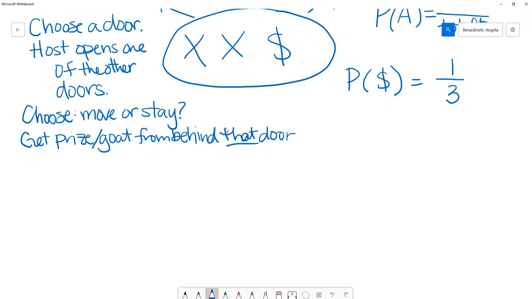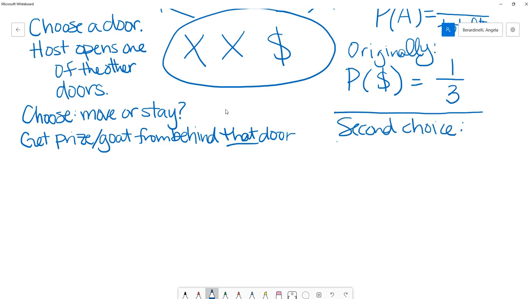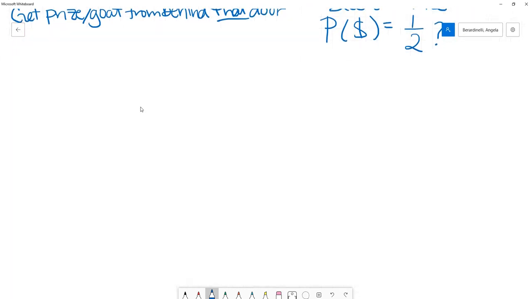At first you might think, all right, well now my shot is 50-50. So originally we know that the probability of choosing the prize is 1/3. But now with this second choice, now that we have one of the goats eliminated, is it 1 out of 2 doors? The answer is no, and you saw that in the episode. But here we're going to describe a little bit of why.